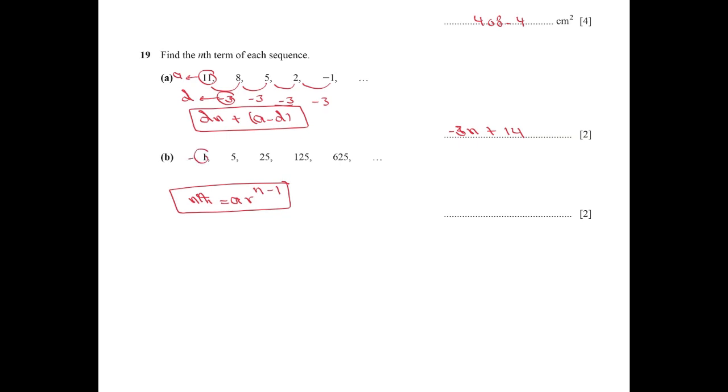a is equal to 1, and when we divide the second term by the first term, 5 divided by 1 is 5, 25 divided by 5 is 5, 125 divided by 25 is 5, 625 divided by 125 is also 5. So r is equal to 5, the common ratio. Then the nth term is equal to a, which is 1, times 5 power n minus 1. So the answer is 5^(n-1).